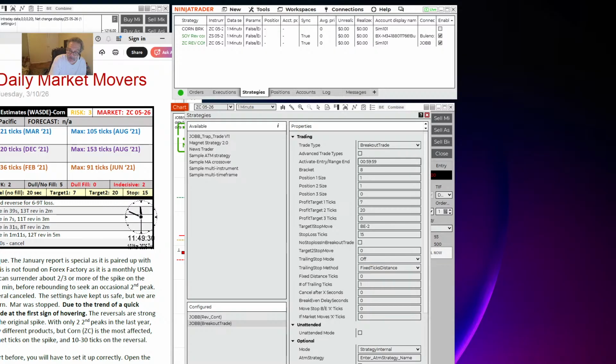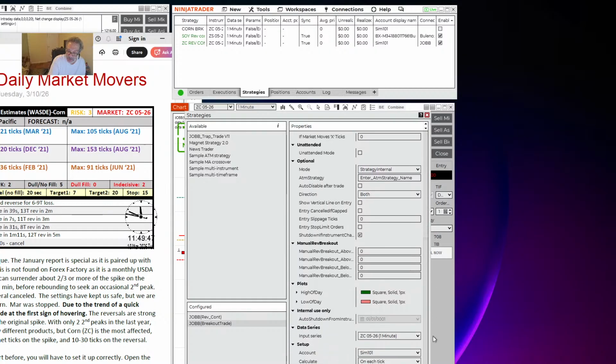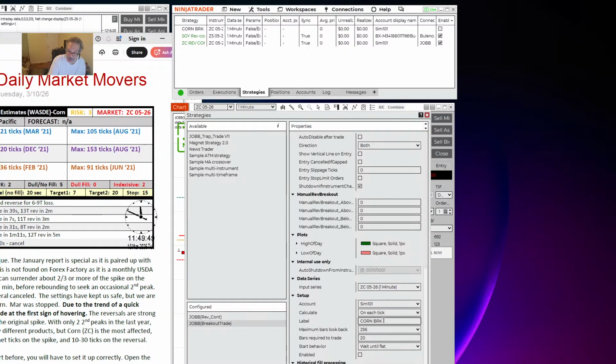Putting our time back to 11:59:59. Bracket of 8, position 1 is a 1, position 2 is a 1, targets of 7 and 20 with a stop of 15. Target 1 stop move, BE -2. Trade is labeled corn breakout.